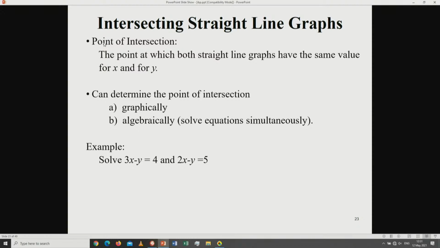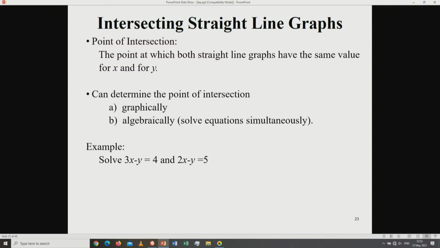Right. Very important to know when you talk of the point of intersection, that is where the two graphs cut each other. And at that point, those graphs have the same x value and they also have the same y value. Very important. And how can we determine that point of intersection? We can read it from the graph. If the scale is very clearly indicated, then we can read it from the graph. Or if we can't read it from the graph, then we can solve it algebraically. You did simultaneous equations, we can do it that way.